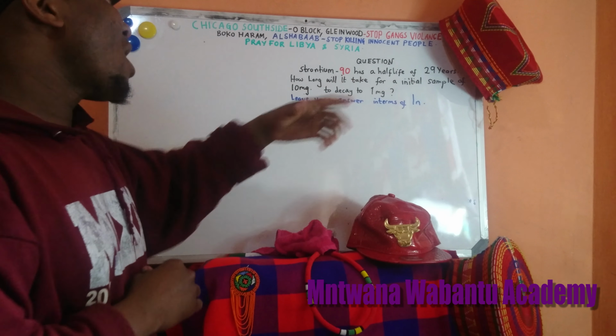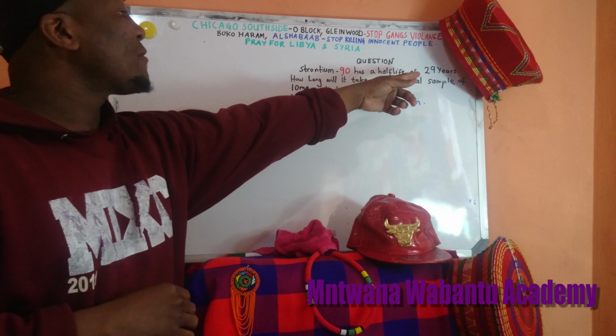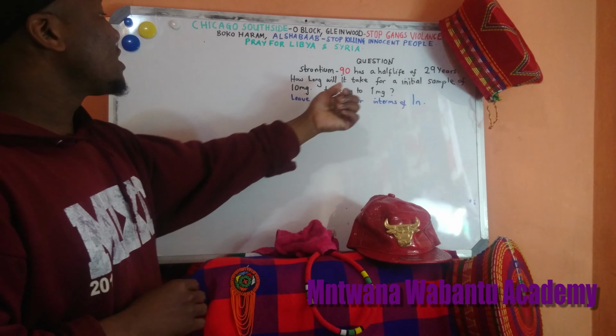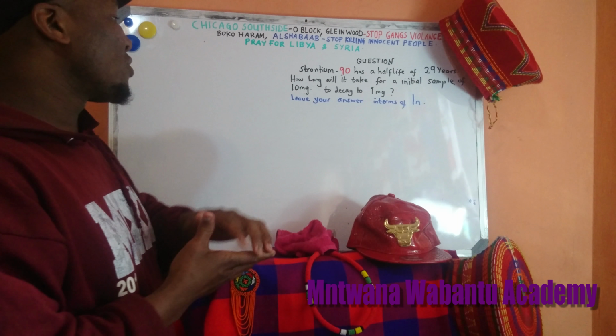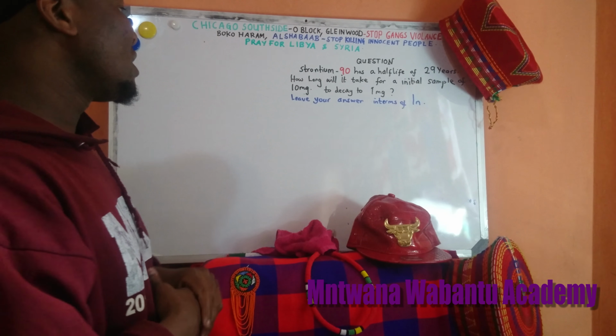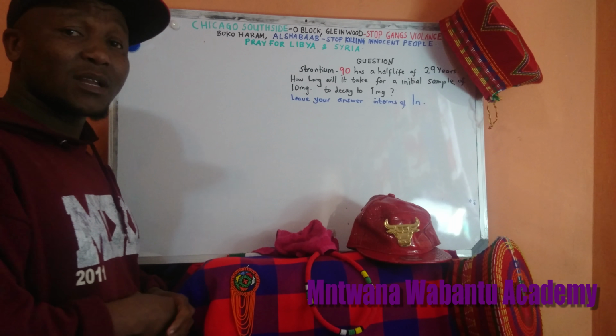Talking about academy, we got a question here, and the question says: Strontium-90 has a half-life of 29 years. How long would it take for an initial sample of 10 milligrams to decay to 1 milligram? So let's see how we can solve this question in terms of time.